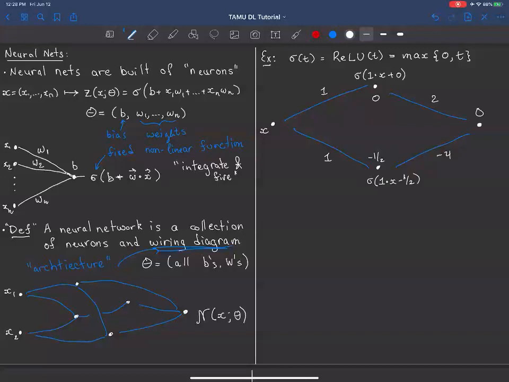And the final output neuron computes sigma of, okay, so what does it do? It takes 2 times the output of this neuron up here, so 2 sigma of x. And then it subtracts from it 4 sigma of x minus a half. Okay, that's the computation done by the network. That's what it outputs. That's the function that I'm trying to draw.